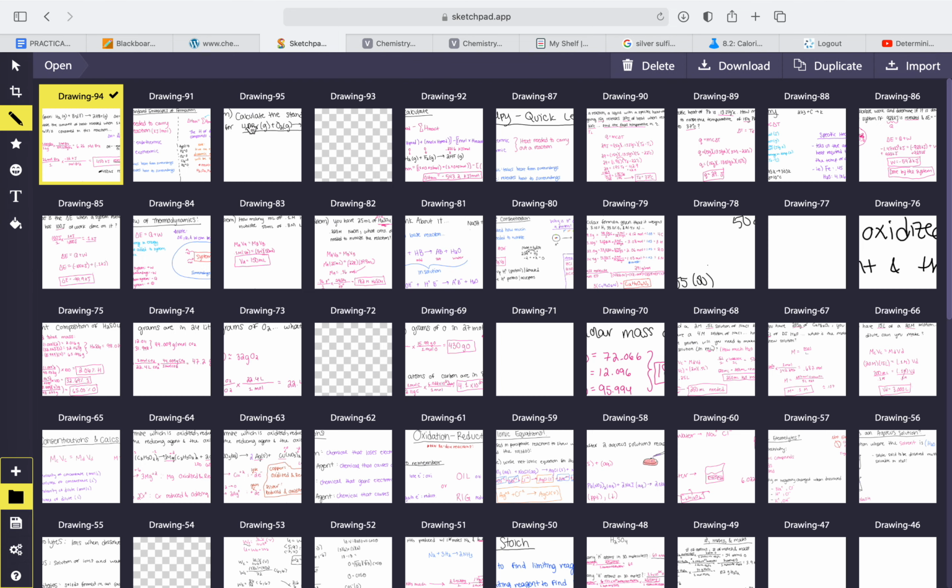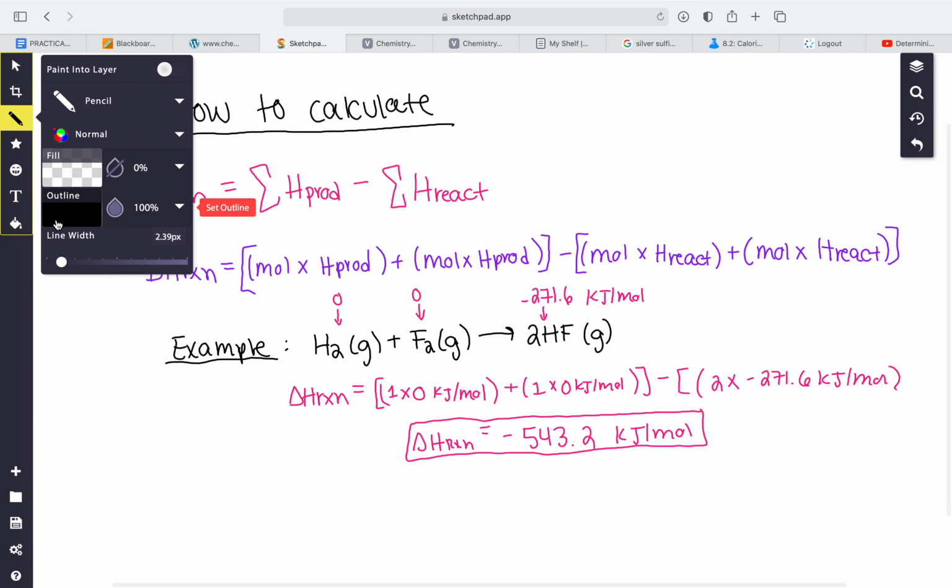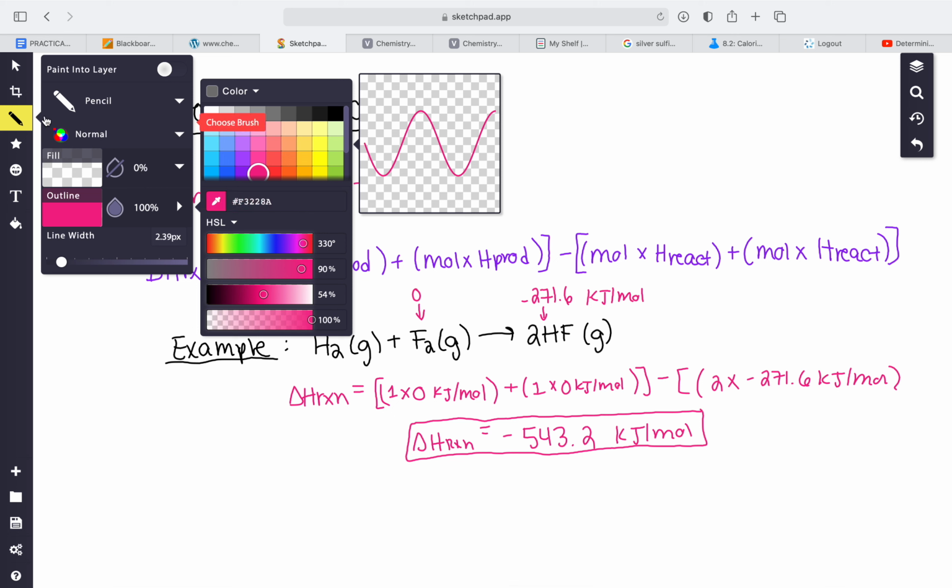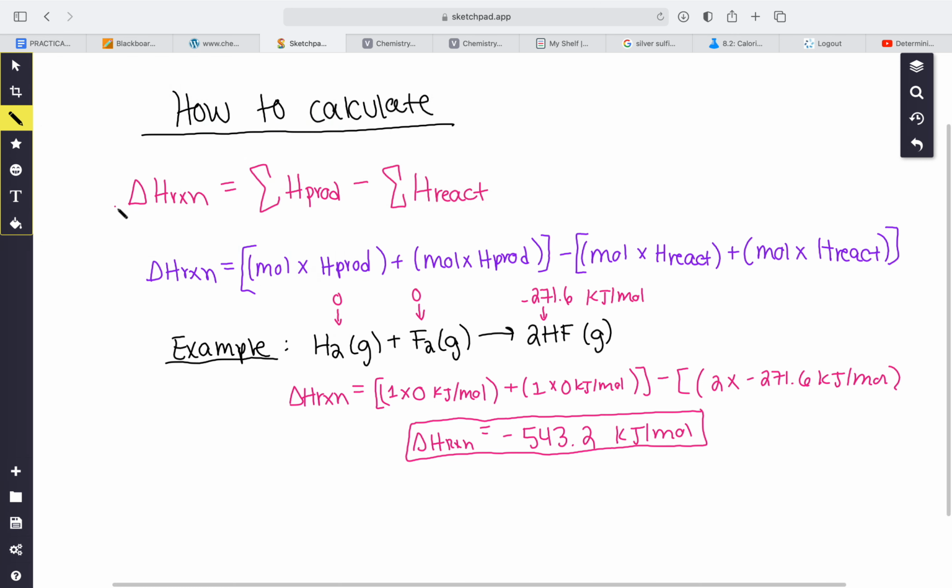Okay, now on to another kind of practice, aka how to calculate, and this is dealing with the standard enthalpy of formation. So again, the equation is the delta H of the reaction, so the enthalpy of the reaction is equal to the sum of the enthalpy of the products minus the sum of the enthalpy of the reactants.